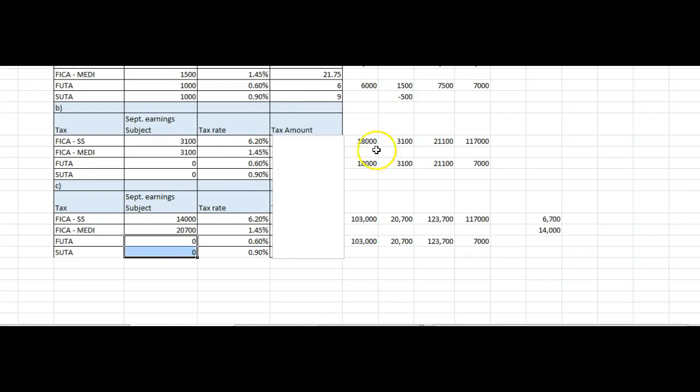This one, what have I got? $18,000 plus $3,100 gives me $21,100. That's under the limit, so all of that is subject to tax. This one's going to challenge you. You're going to have to subtract some out of this amount because it goes over the $117,000. Okay? So that should help a little bit. Let me know if you need more information.